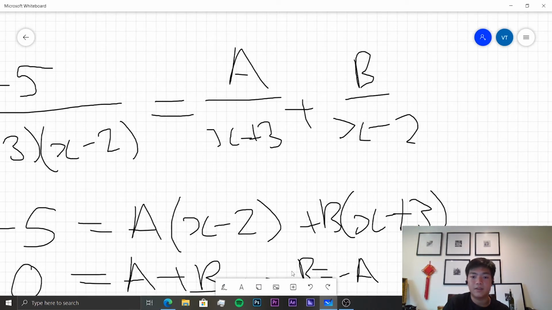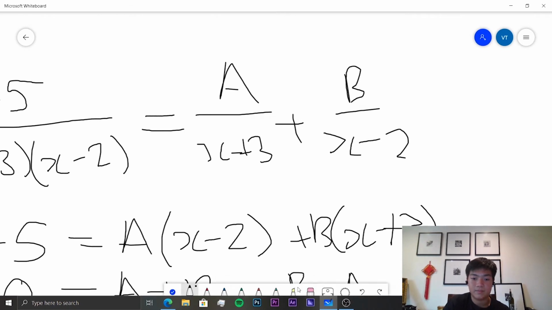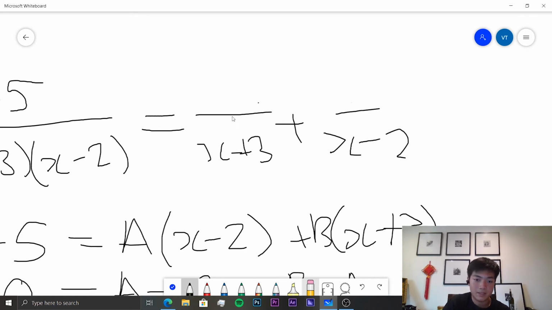So if we go back up here, we can see that we got this correct. So if we remove these, we can replace them by 1. 1 over x plus 3 minus 1 over x minus 2.